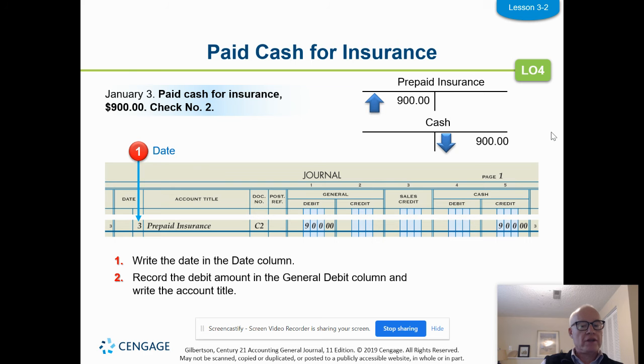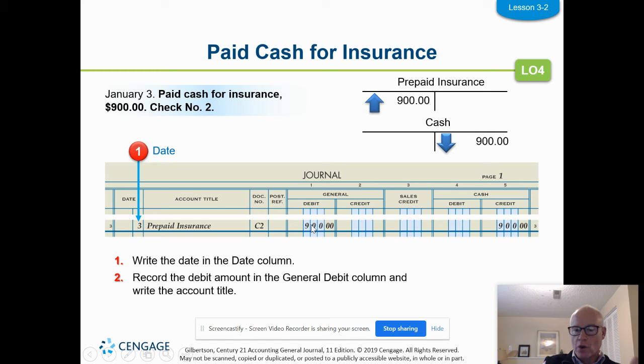Okay, why are we putting it in the general debit column? We've got to pause there for a moment. We're debiting prepaid insurance. Do we have a special column for that? Well, no, because we have special columns for sales credit, which is listed as column 3 on our multi-column journal, and cash debit and credit. We don't have a special column for prepaid insurance. So we're going to write in prepaid insurance as our account title there and put in our source document C2 for check 2 and show that as a general debit of $900.